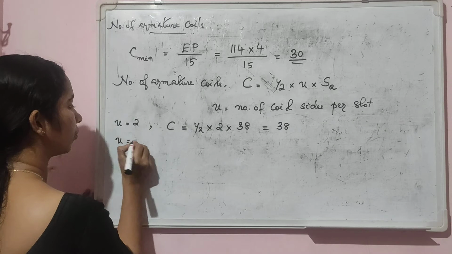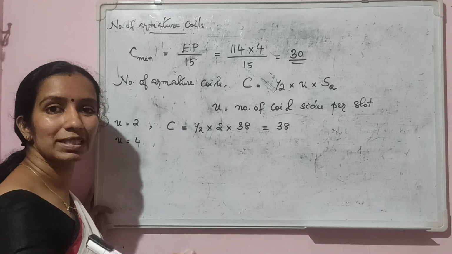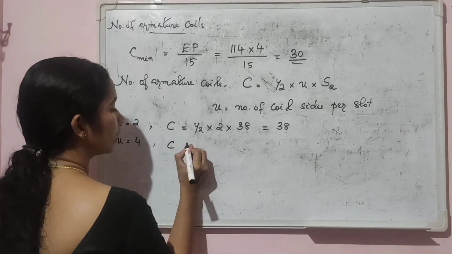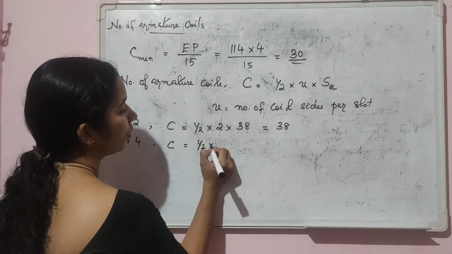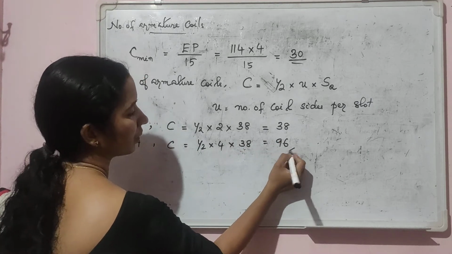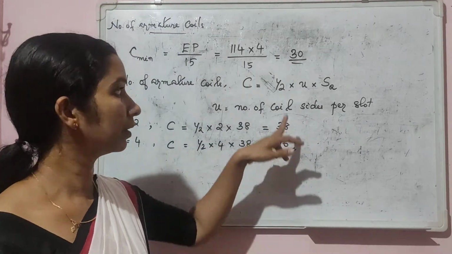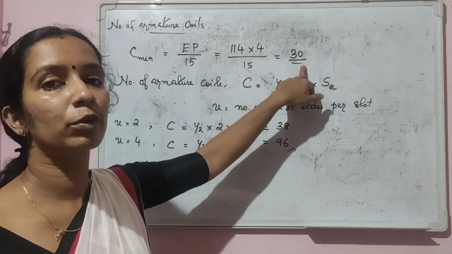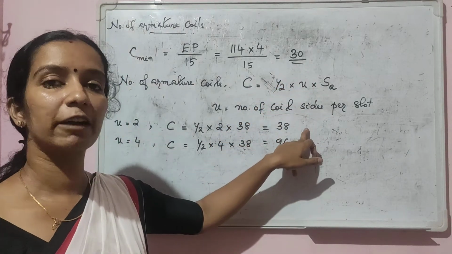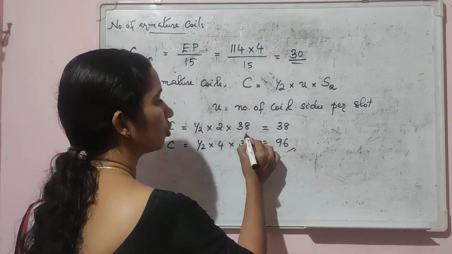U is equal to 4. So we are actually choosing the number of coil sides as 2, 4, 6, 8, 10 like that. Okay, when u is equal to 4, C will be half into 4 into 38, which will be equal to 96. Right now these two values are enough because we have our minimum number of coils as 30. So in the first case itself, we have got the number of coils as more than the required minimum value. So we can choose this value.